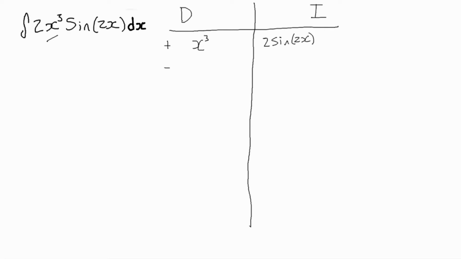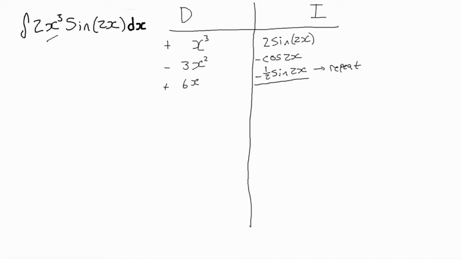And we'll derive x cubed to get 3x squared and integrate 2 sine of 2x using chain rule to get negative cosine of 2x. And we flip the sign and derive again to get 6x and integrate to get negative half sine of 2x. Now since negative half sine of 2x is a multiple of 2 sine of 2x, we know that this side is repeating now. And we only have to wait for the deriving side to either start repeating or reach 0.